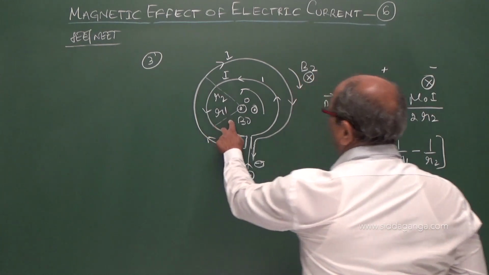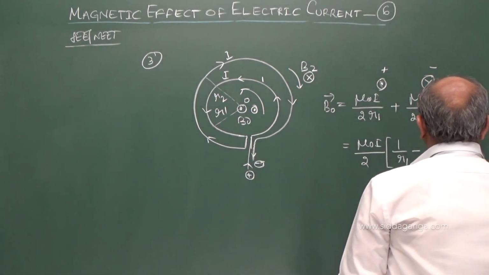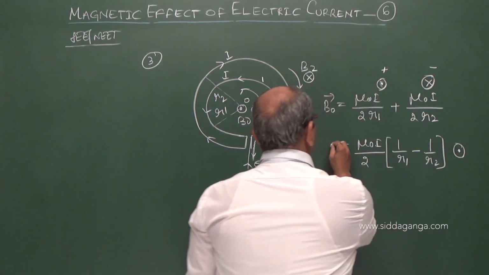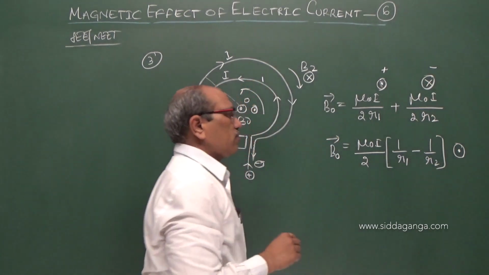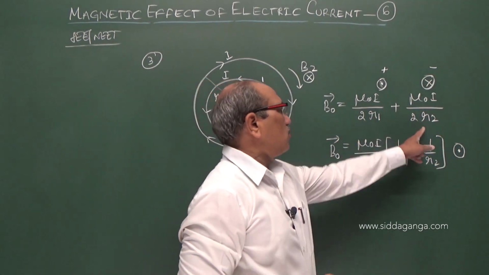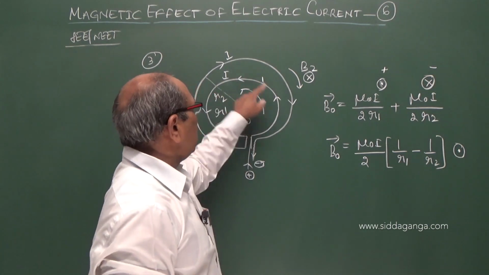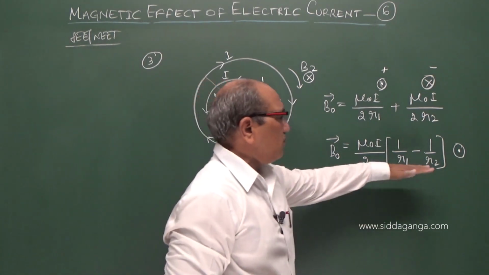As R1 is shorter than R2, no doubt the net field is out of the board. That is the answer for B naught. R1 is less than R2, therefore a higher field is produced by the inner coil than the outer coil, and the field is this.